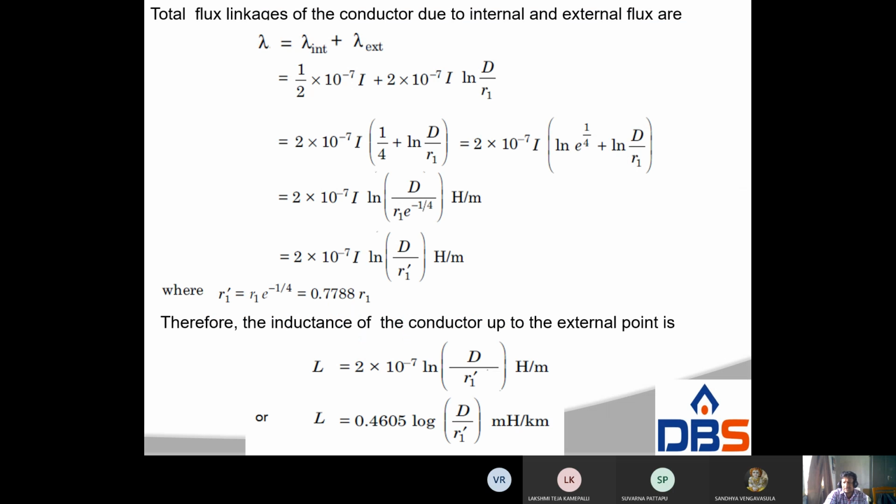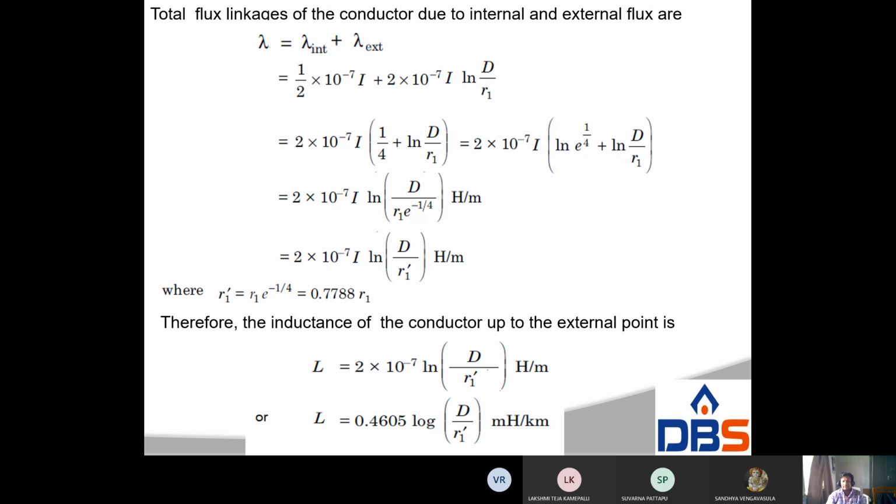So look at this PPT. The total flux linkage is the total flux in the conductor due to internal as well as external. Internal is mu 0 I by 8 pi, external is mu 0 I by 2 pi integral from r to infinity of 1 by x dx. So now find out the total inductance.